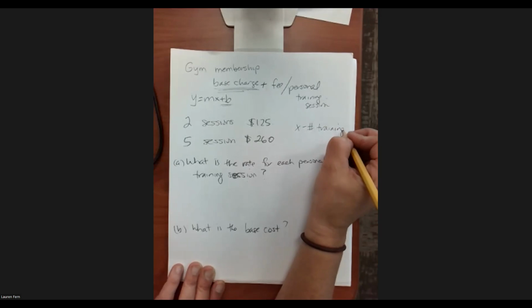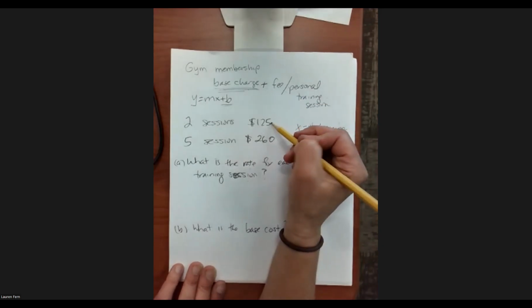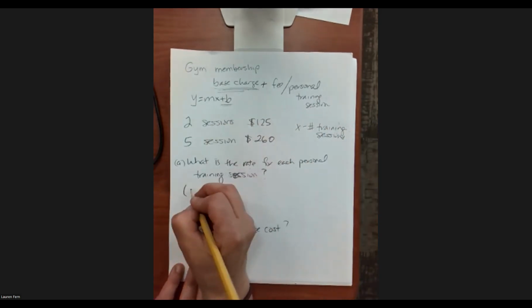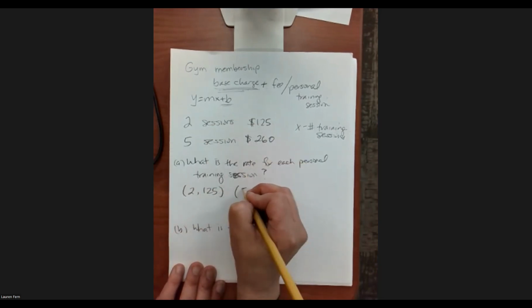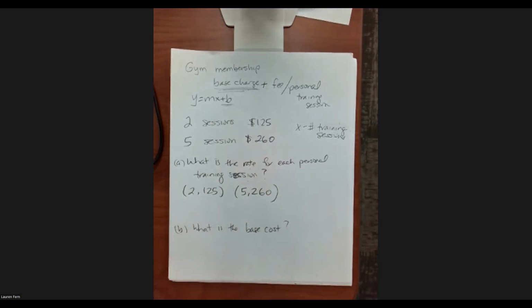And those of you on Zoom, if you have any questions, you've got to ask. Can I write this first information as an ordered pair? What does it look like? 2, 125, and this next one is 5, 260.